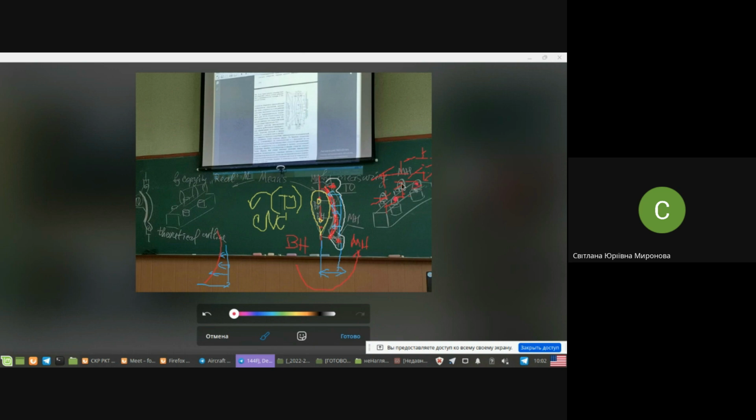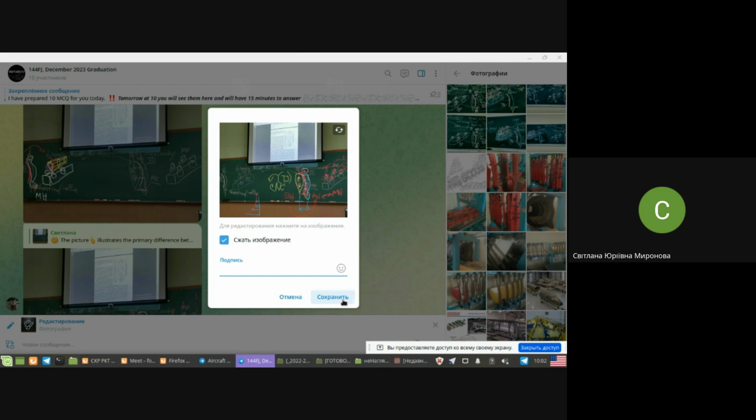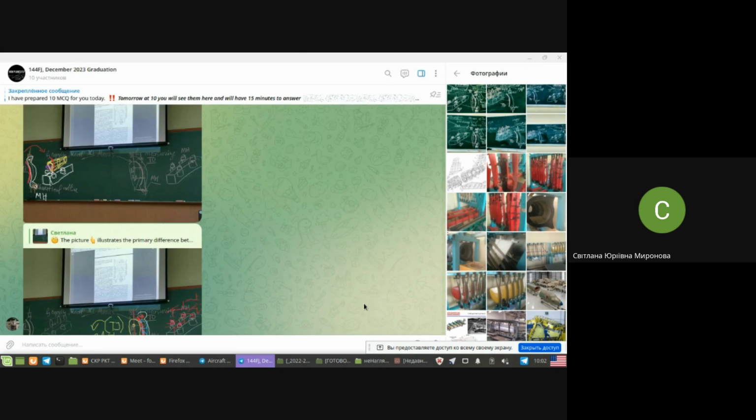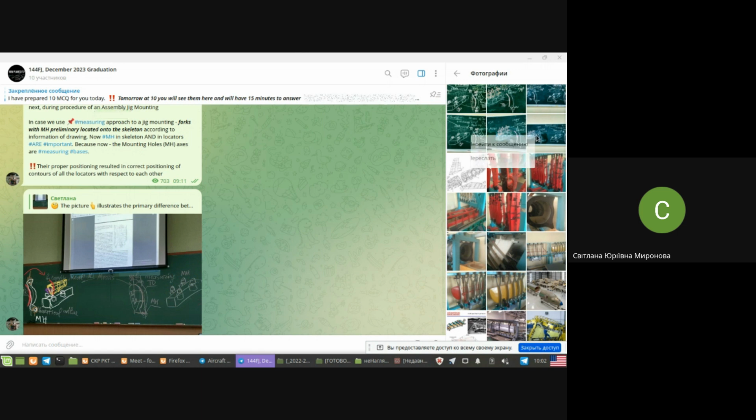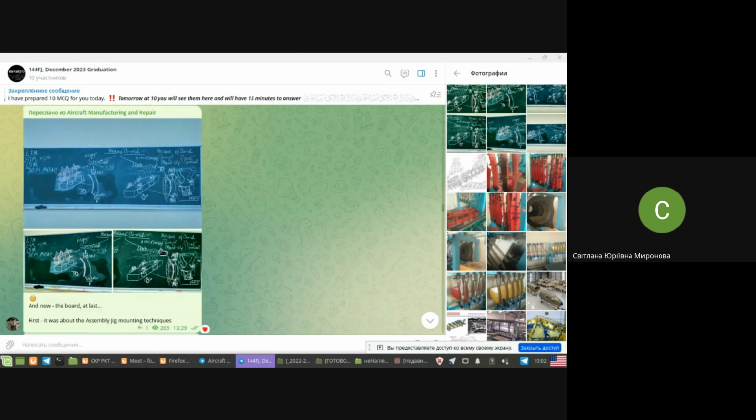I'm afraid this picture has become worse and worse. The mounting holes here and there. Next, we hang one to another, and finally we have the jig. And why did I remind you of all this? So that you might recollect, once again, the methods of coordination.